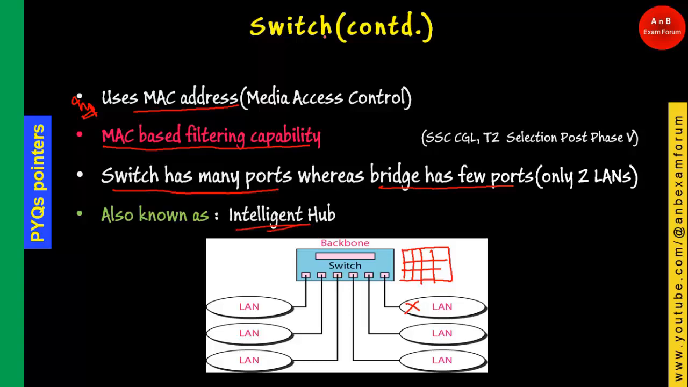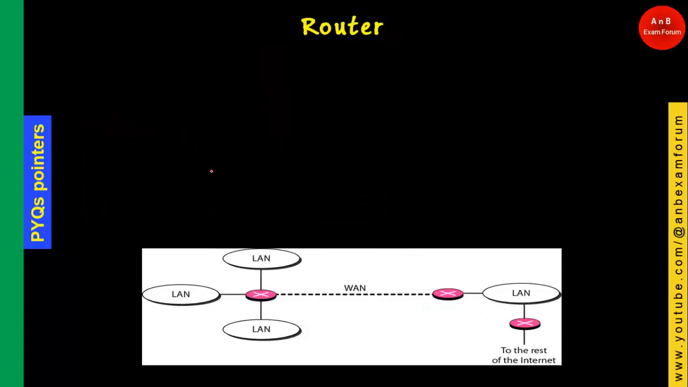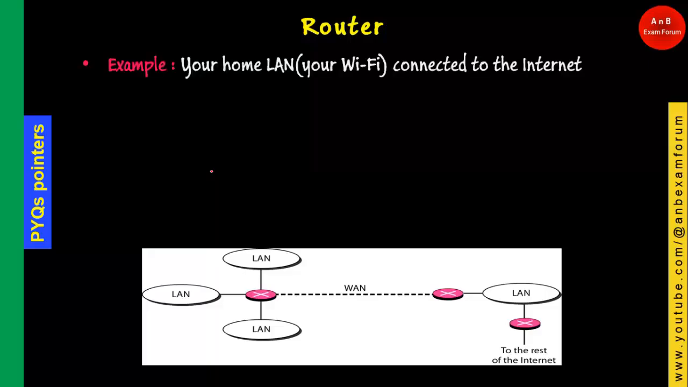Switch is known as intelligent hub because it is using MAC based filtering capability. The next one, and the very important one from the exam point of view, is the router. If you want to connect your LAN to the internet or LAN to some other LAN, there is a device called router. This symbol denotes routers. As you can see, you are connecting this LAN to a WAN, and again it is connected to LAN. So in that case, a router is needed, and nowadays everybody knows what is the purpose of router.